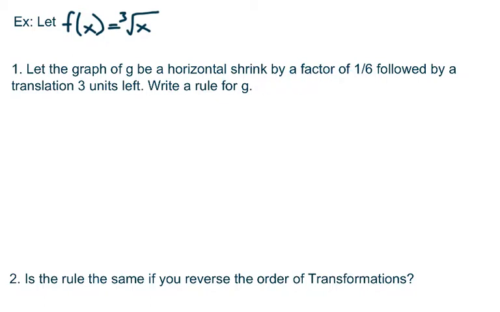Horizontal shrink by a factor of 1/6. Remember, horizontal means we're going directly to x. Shrink means we're multiplying x by the reciprocal of the factor. So we can start with saying g of x is equal to, we still have the cube root. x is underneath, so we're going to do everything underneath here. The factor is 1/6. That means we're going to multiply x by 6. So we're just going to say 6x. That's what this does. Horizontal shrink by a factor of 1/6.